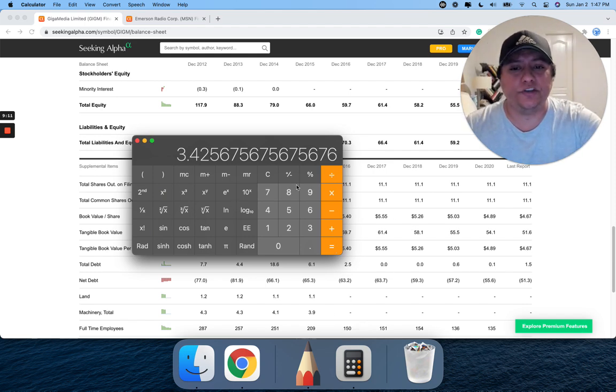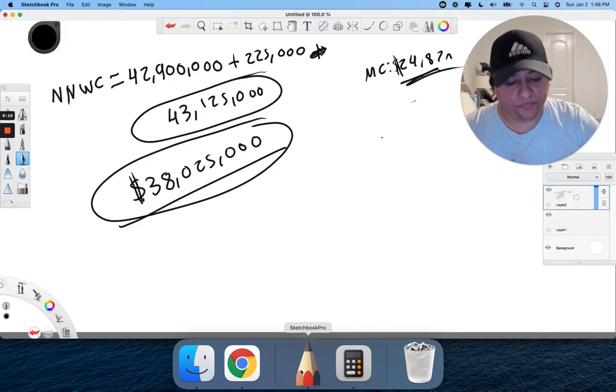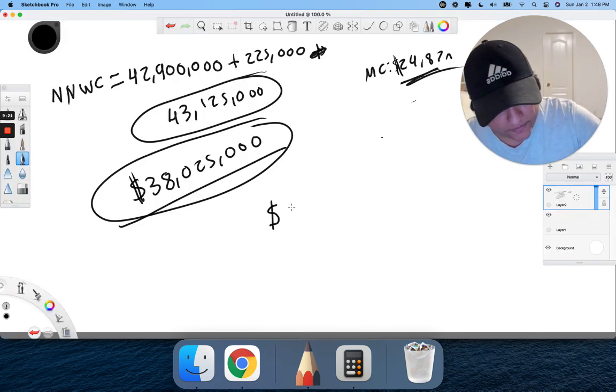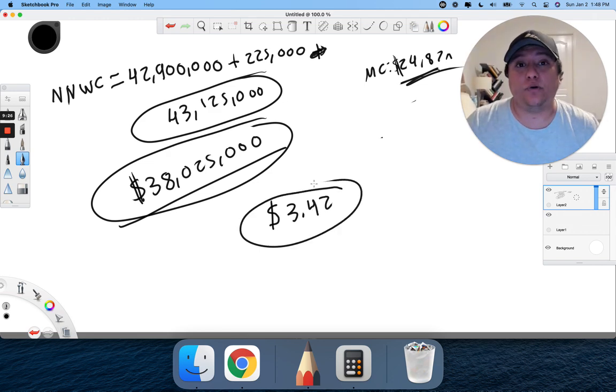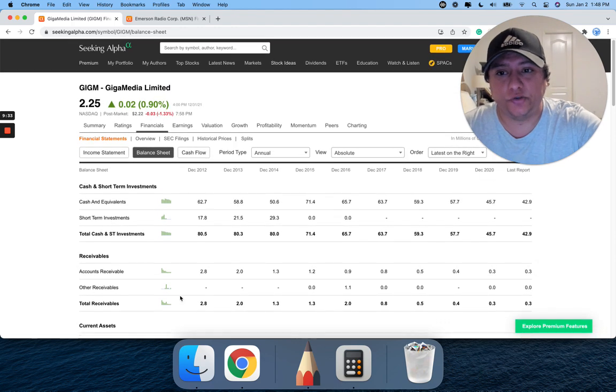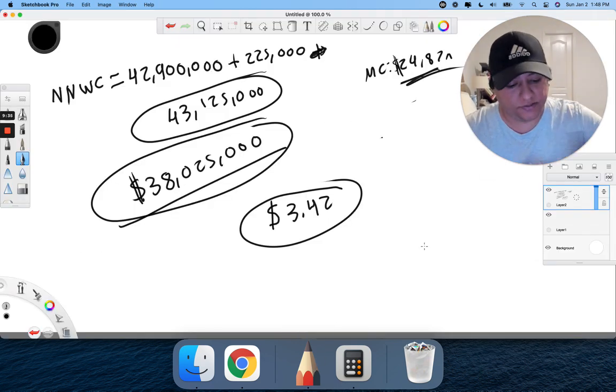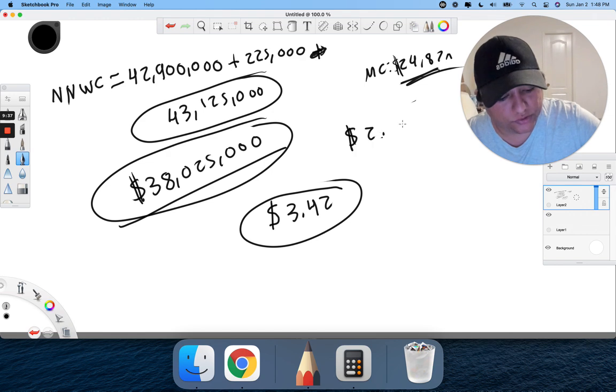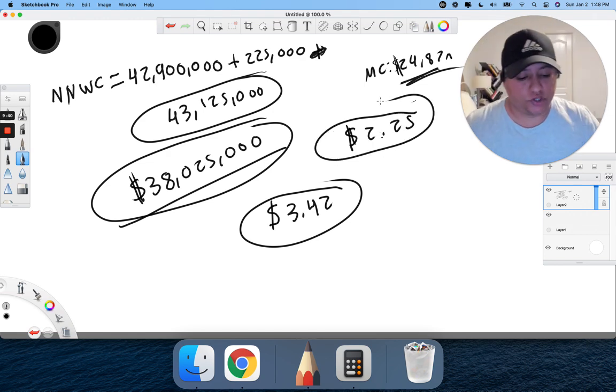And let's just round down, let's always be more conservative. So instead of rounding up to 3.43, let's just stick to 3.42. That's the net working capital value of Gigam. Now, let's see where it's currently trading at per share. So it's currently at $2.25. So is this stock undervalued? Yes. Is this stock trading below net working capital? Yes, it is.